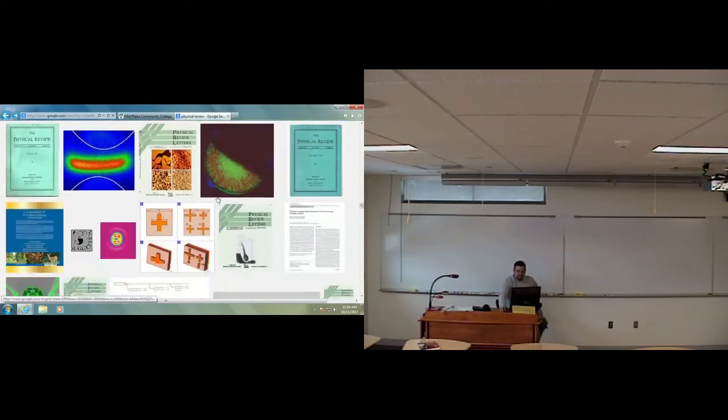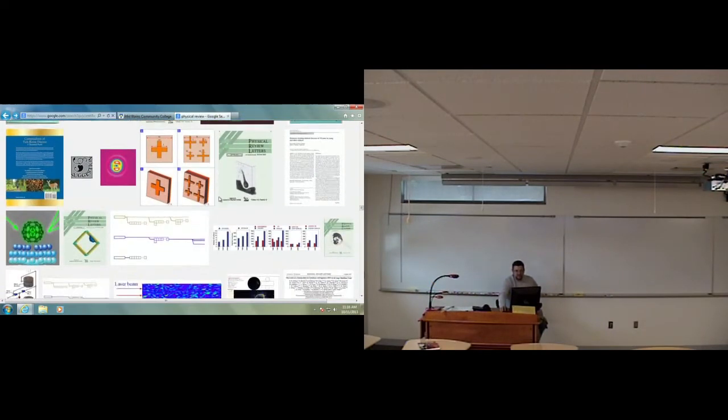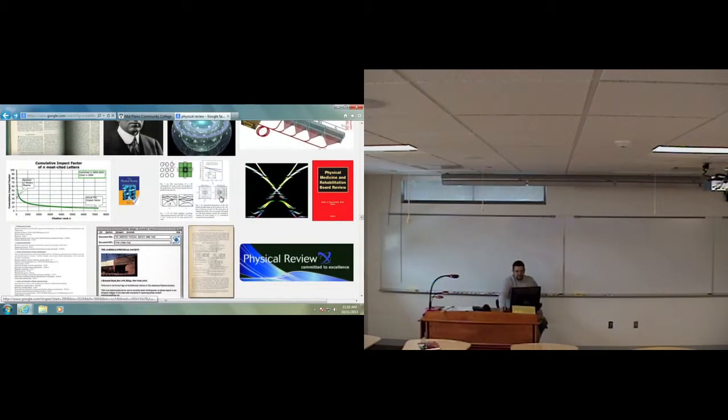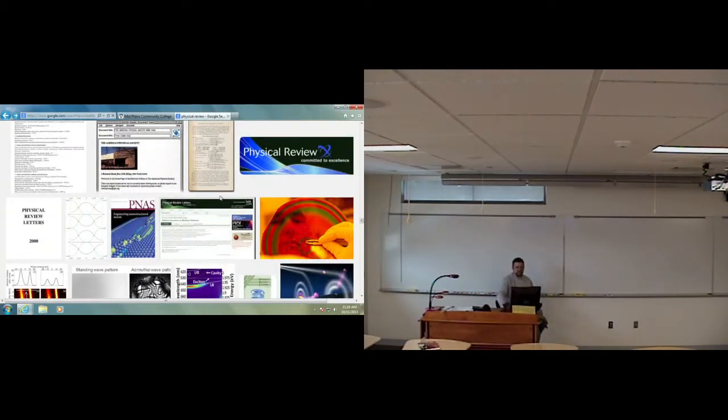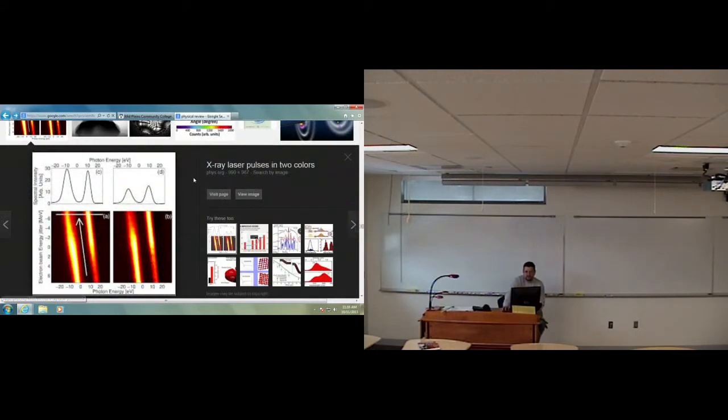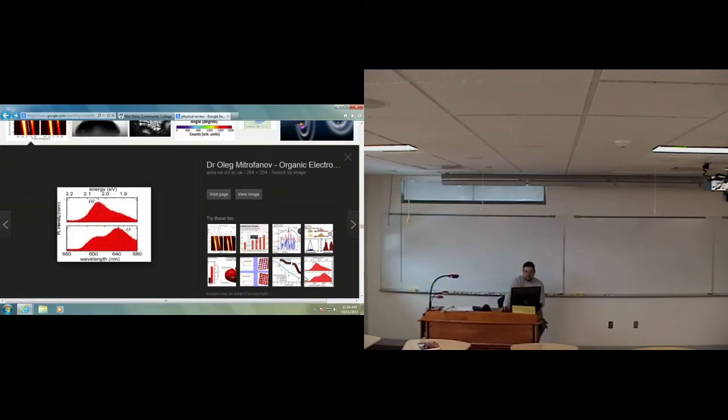Oftentimes there are going to be graphs of data, scattering stuff, and imagery. There's going to be stuff within the journal article that tells you what's going on. For example, this would be a very common thing to see in a technical journal article, where they actually have some images along with some graphs of intensity, and so on and so forth. Other things like this are very common as well.